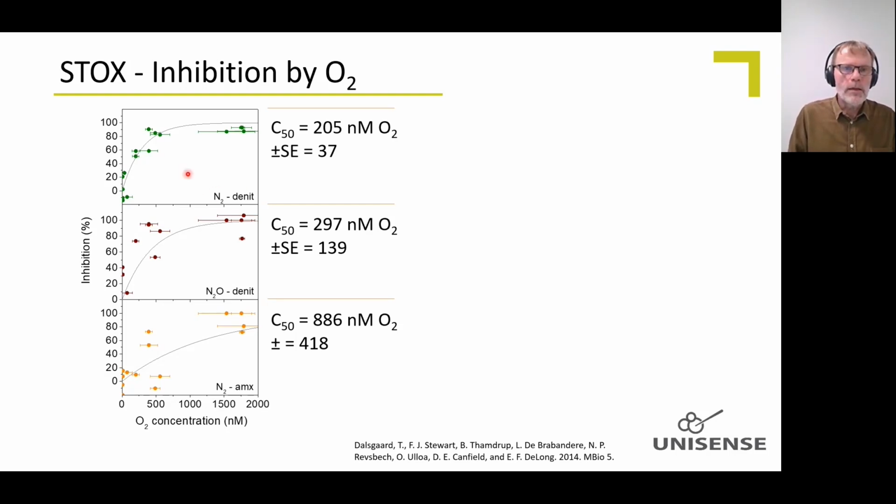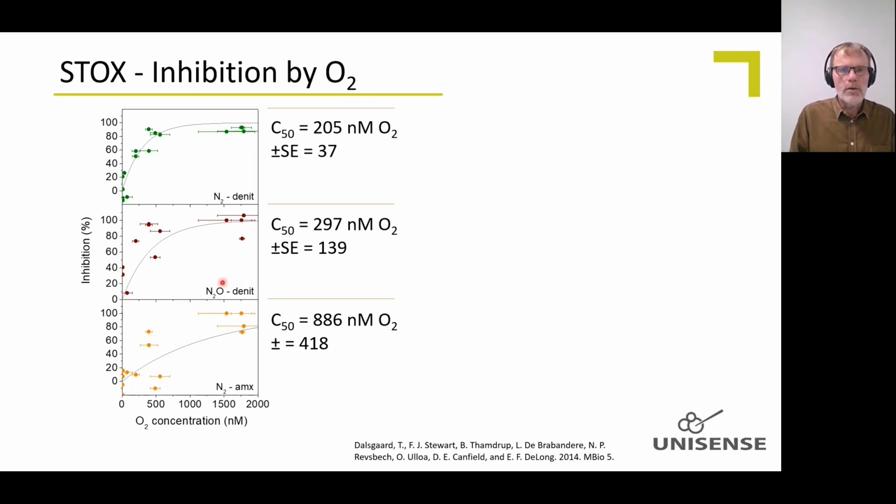For N2 production by denitrification, it's shown here the inhibition as a function of oxygen concentration up to 2000 nanomolar. And already at about 200 nanomolar here, we had a 50% inhibition of N2 production. So we calculated the C50 to be 205 nanomolar oxygen.